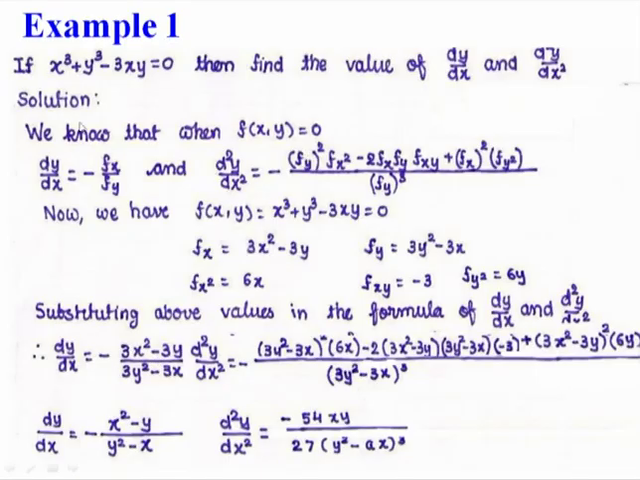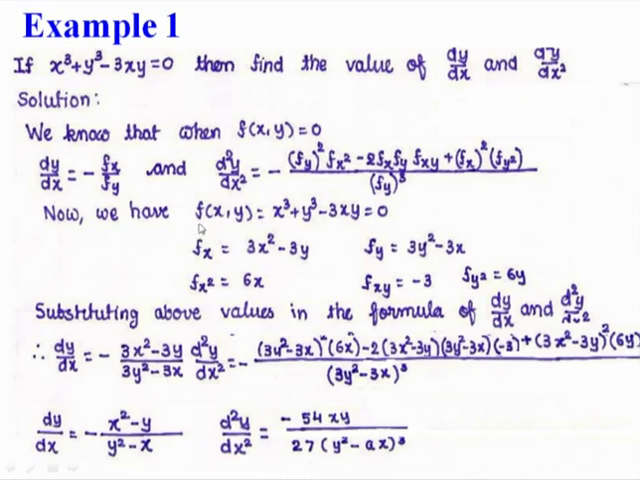Let us take one example. If x cube plus y cube minus 3xy is equal to 0, then we want to find dy by dx. So we know that f of xy is equal to 0. So dy by dx is equal to minus fx upon fy, and d square y by dx square is equal to minus fxx into fy square minus twice fx fy into fxy plus fyy into fx square, upon fy cube. First we find fx, fy, fxx and fxy.